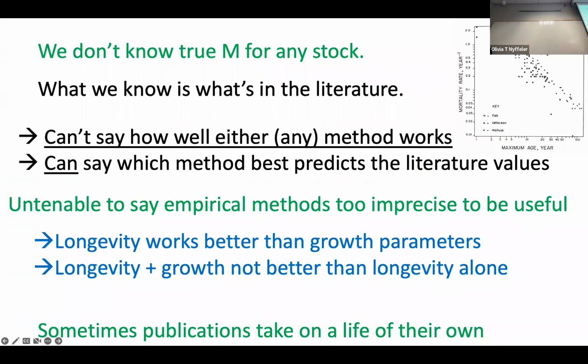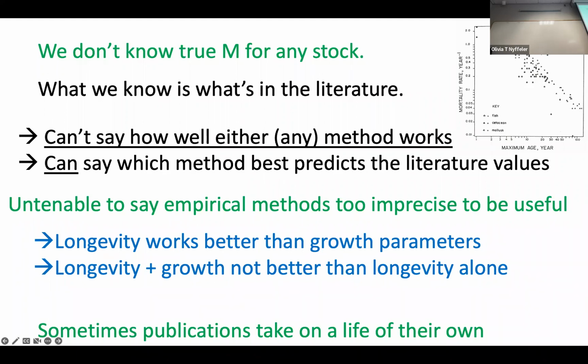Just by looking at a published value, say it says 0.37, and we say 0.25, subtract, that's the difference between them. And we can sum up all those differences or squared differences and see which one gives you a lower sum of squares, the Hoenig method or the Pauly method. And so I said, okay, this is worth doing. We can say which method works better. But we can't say how well either method actually works because we don't know what the true M is.